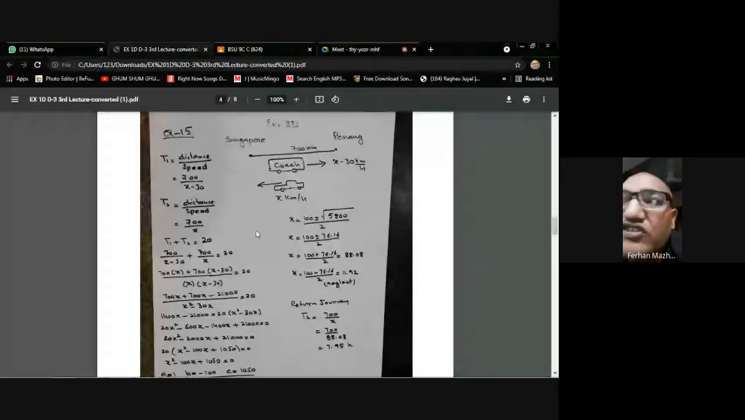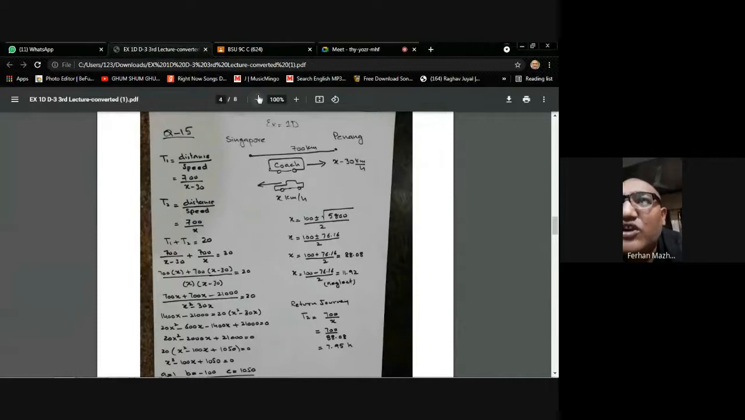His question was how much time it will take to return home. So he came home by a car, and the time was t2, and that is 700 divided by x. So put in the value of x which you have chosen, 88.08, and do the calculation. 700 divided by 88.08 will give you 7.95 hours. So this is how you do this question.